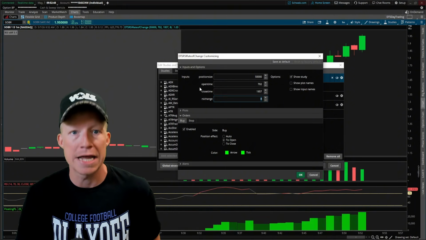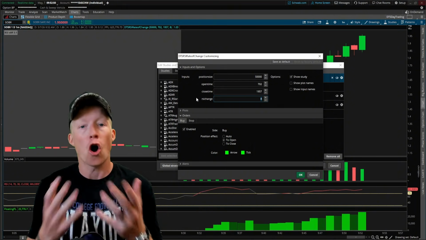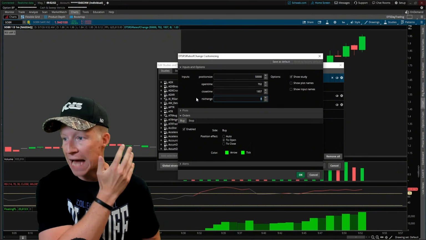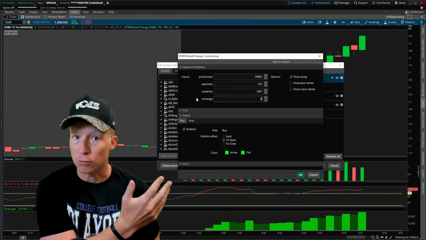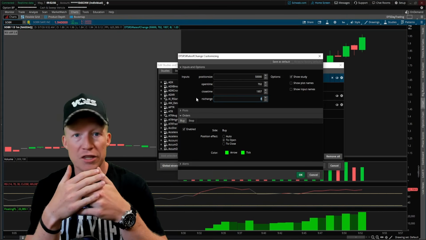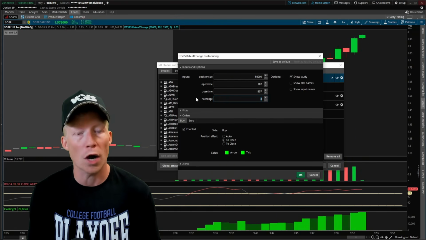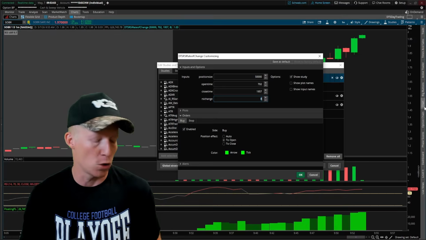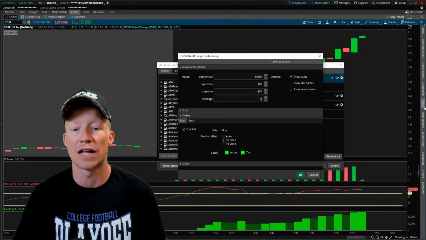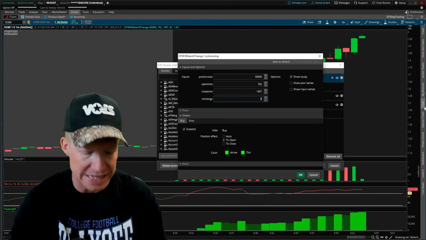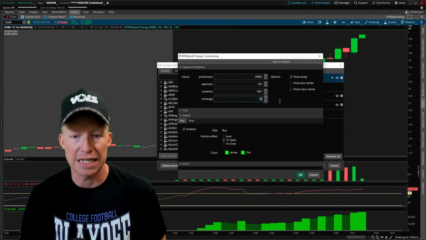called RSI change. I try to make all of my codified trading strategies as customizable as possible because I know the thousands of you that have access to these strategies already, you all want to trade slightly differently. You all have different risk management, you all have different trading goals, etc. By default, this is actually set to 10.